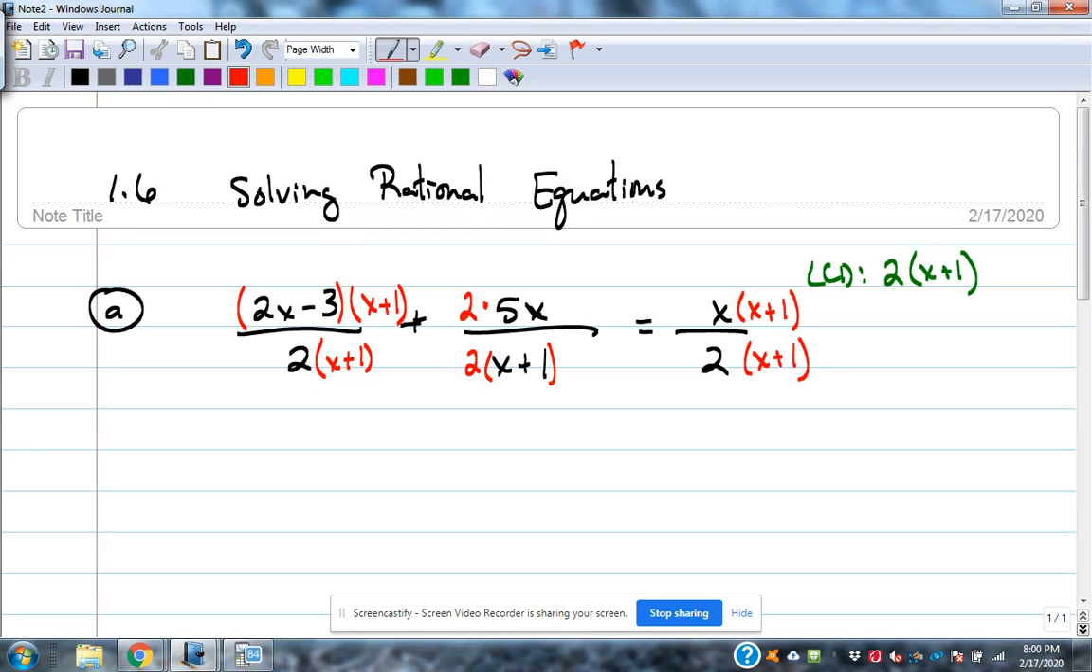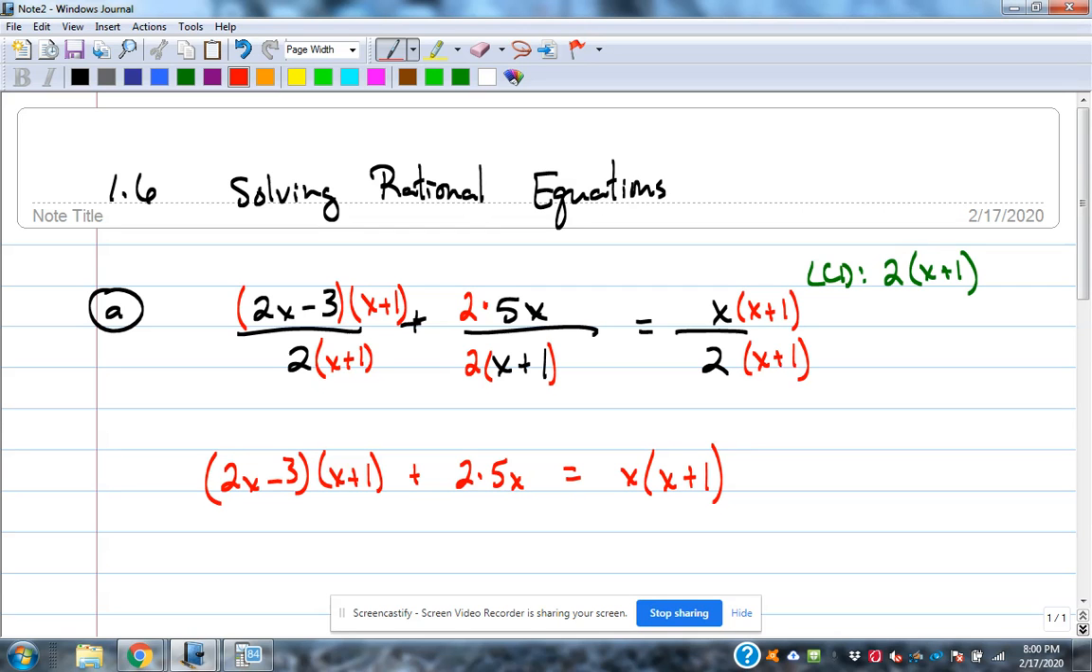Now, once you get the denominators the same, everybody has a denominator of 2 times x plus 1 now, right? Once you have the denominators the same, all you have to worry about is the numerators. The numerator equation is all that's left. That's minus 3 times x plus 1 plus 2 times 5x equals x times x plus 1. Once we get the denominators the same, forget it as far as solving that equation.